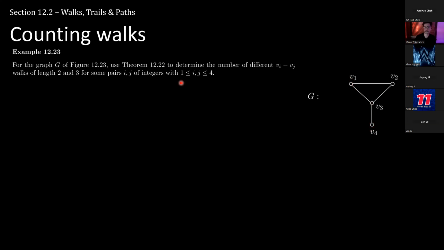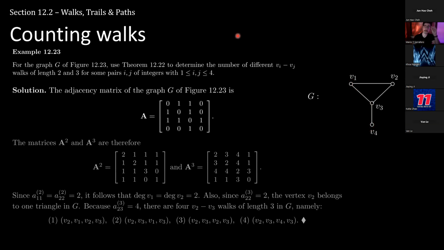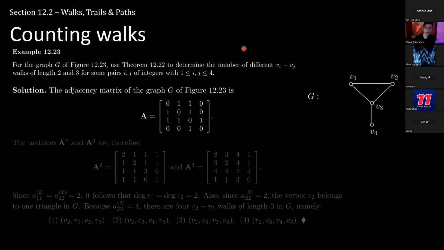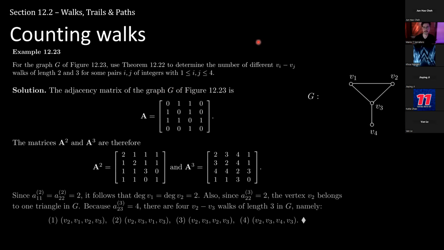We apply the theorem. And this is where matrix multiplication comes in handy and why we did that review. So here we have the adjacency matrix corresponding to this graph, and we can confirm it really quick. For example, this says that V3 is connected to V1, V2, and V4. And then we just take repeated powers of this.